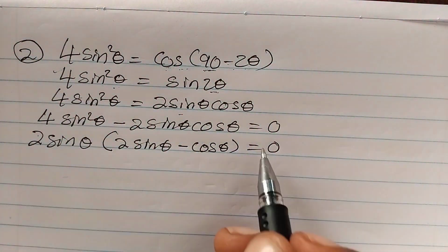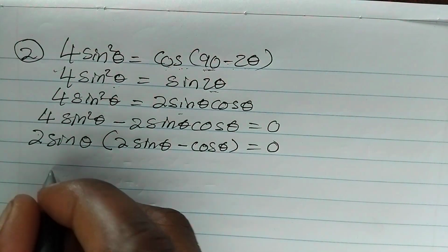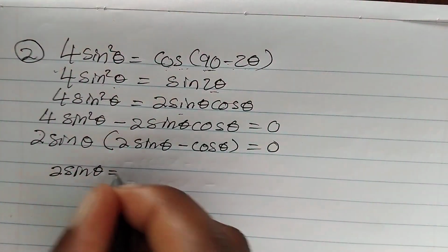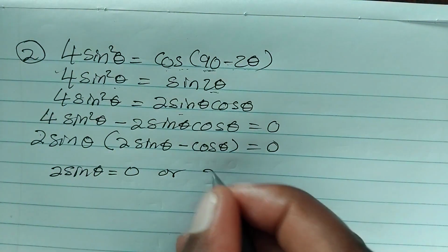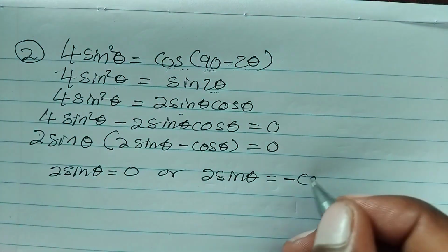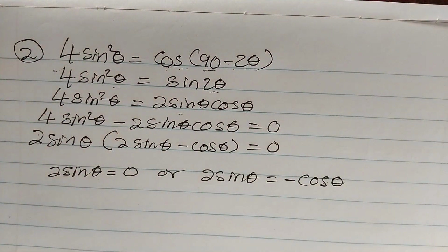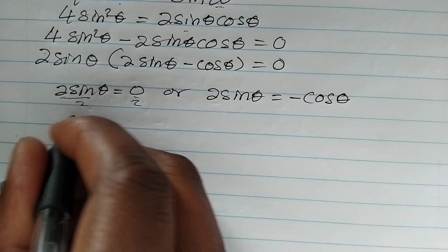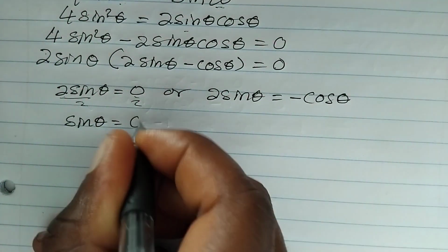So in this case, we can just solve for theta. This will be 2 sine theta equal to 0, or 2 sine theta equal to minus cos theta. So we have these. We can just divide by 2 here, then sine theta will equal to 0.